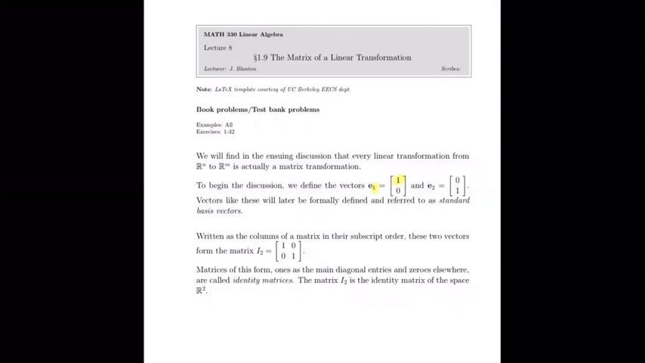E1 in three-dimensional space is 1, 0, 0. E2 in three-dimensional space is 0, 1, 0. And there's a third standard basis vector in three-dimensional space, E3, which is 0, 0, 1. So that gives us a brief introduction to standard basis vectors.